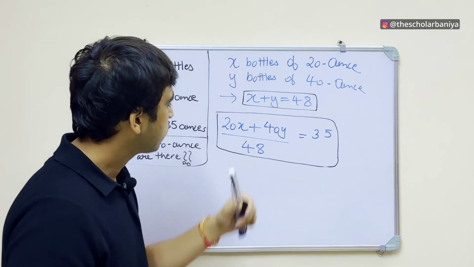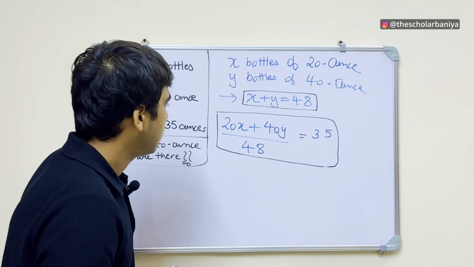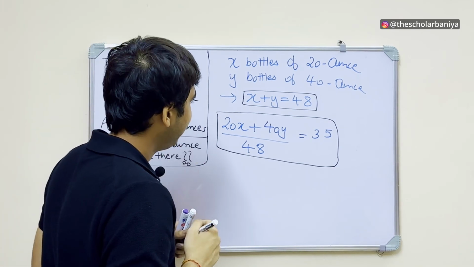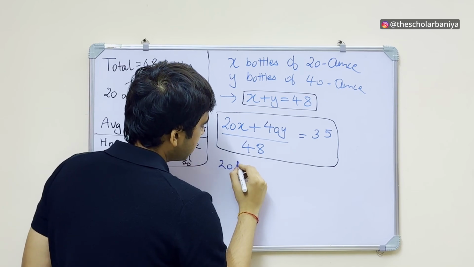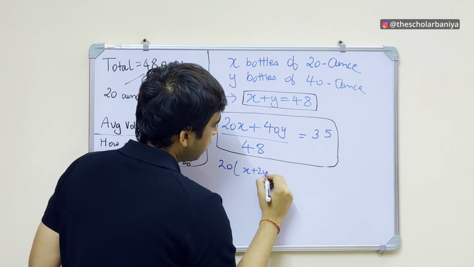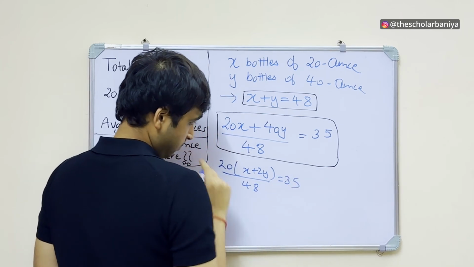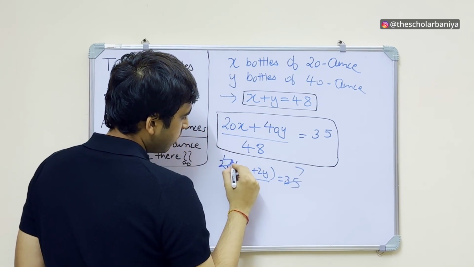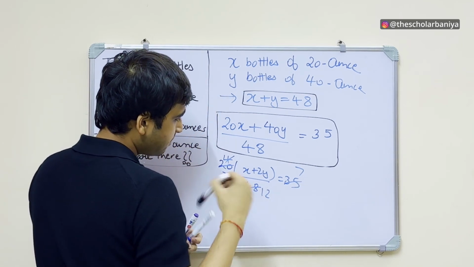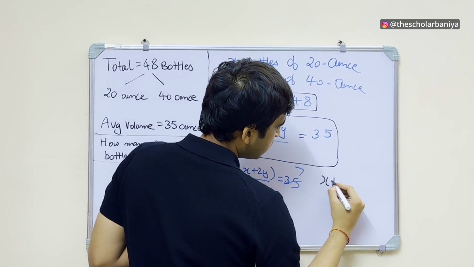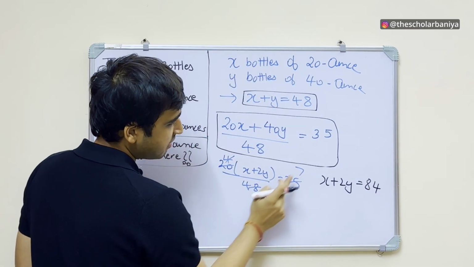So now you can easily solve this and you can get the answer of X and Y. Yeah, so if you want me to solve, then let's take 20 common from here. So we get X plus 2Y upon 48 is equal to 35. So this is 5, 7, 5, 4. This is 4, 12, 12, 7, 84. So what we get is that X plus 2Y is equal to 84.